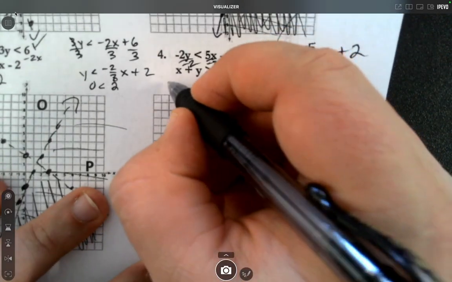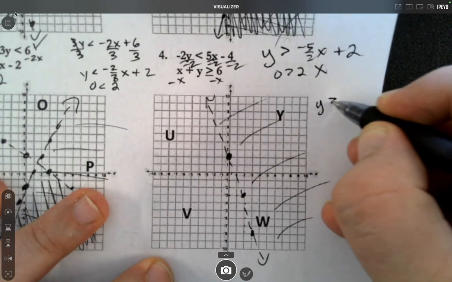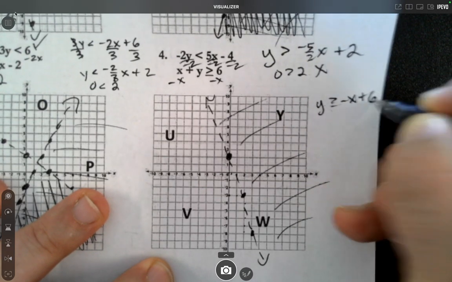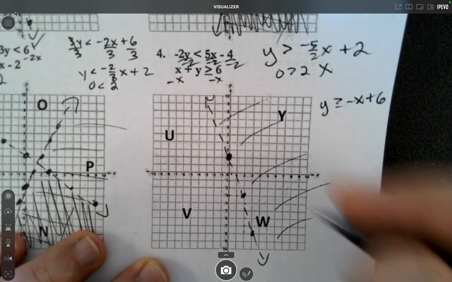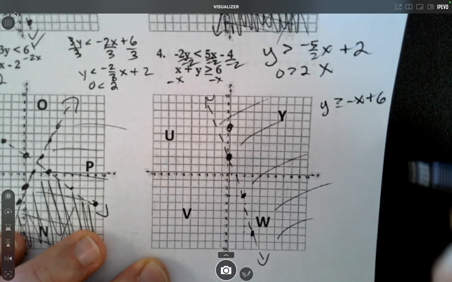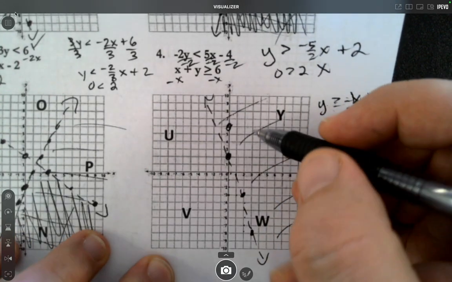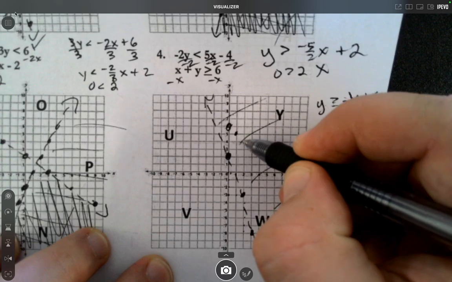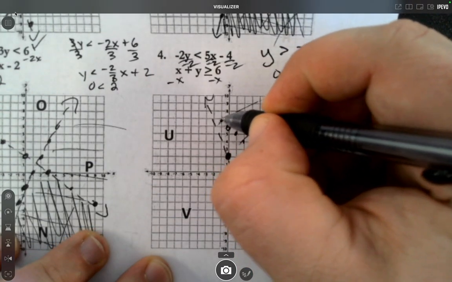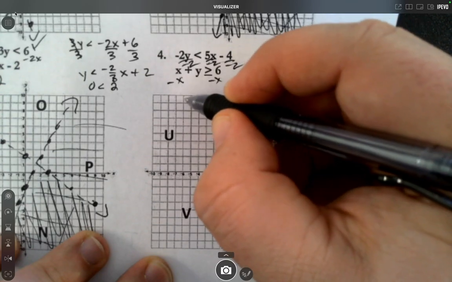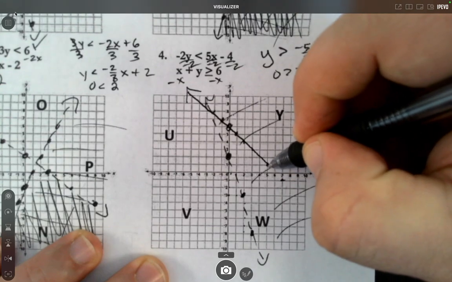Okay, this one we need to subtract x from both sides to get it in slope-intercept form. So we get y is greater than or equal to negative x plus 6. This one has a y-intercept of 6, slope of negative 1. So I go down 1 over 1, over and over. Go up 1, left 1, up 1, left 1. And this one will be a solid line because it does have an or equal to.